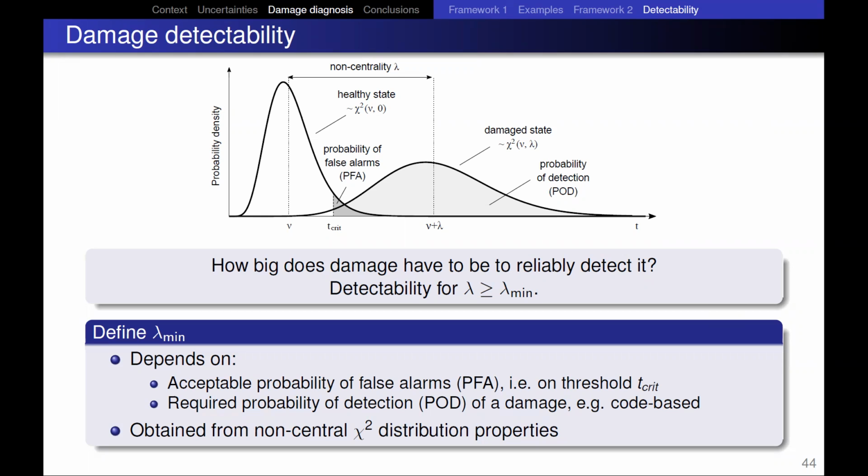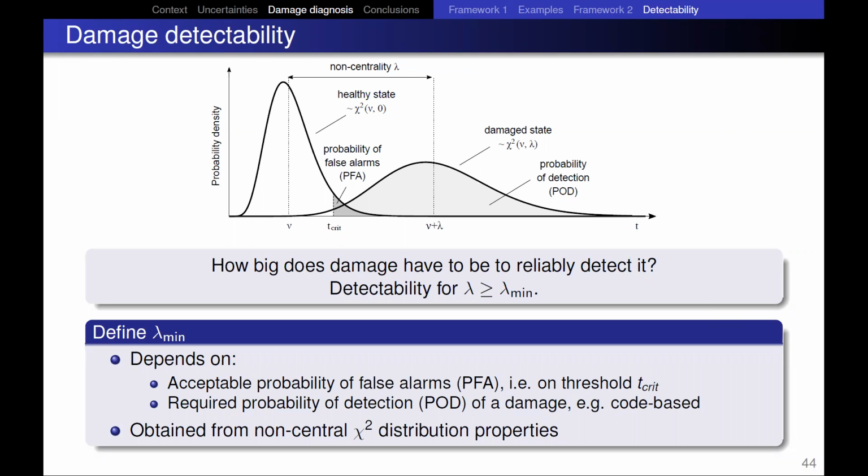So if I want to reliably detect some damage, then the distributions in the reference state and in the damage state have to be well separated to some extent. If the non-centrality parameter of the chi-square distribution is above some minimal value, then we can define the separation like that for having a detectability. That minimal value depends first on our acceptable probability of false alarms, so where we put our threshold in the reference state, and it depends on the probability with which we want to be able to detect our damage, the probability of detection, which is, for example, code-based.